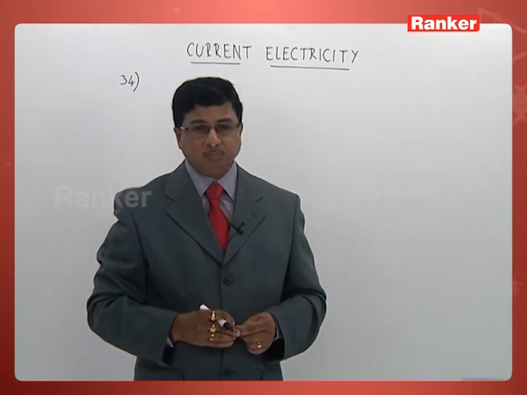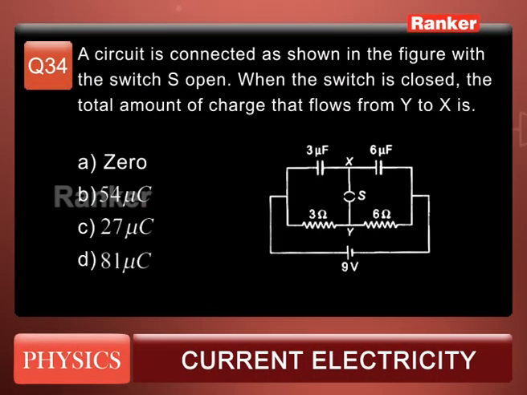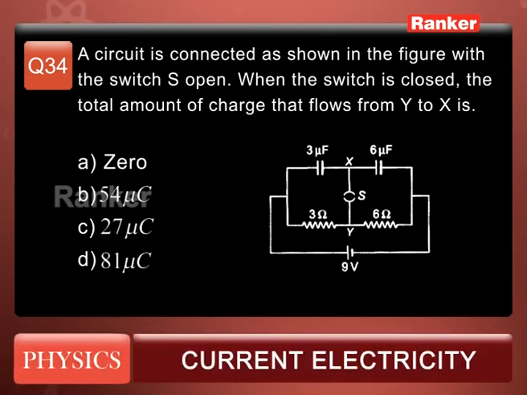Look at the next problem, that is problem number 34. A circuit is connected as shown in the figure with the switch S open. When the switch S is closed, the total amount of charge that flows from Y to X is how much?